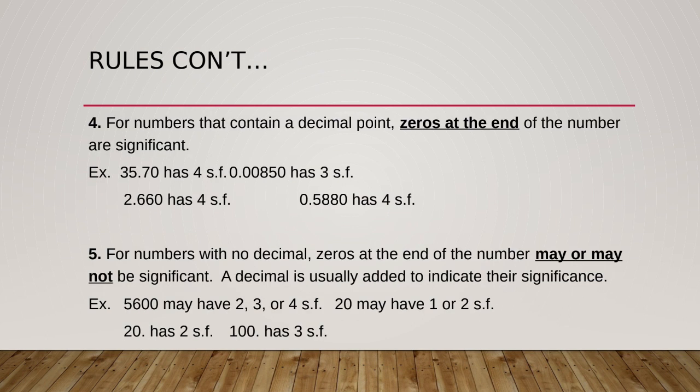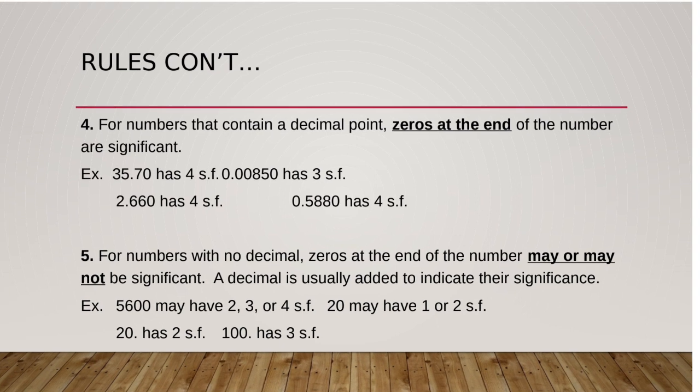If you have zeros at the end of a number and you have a decimal place in that value as well, then those zeros are going to count and be significant. So this is important. There's got to be a decimal with a 0 at the end of the number. So here's an example, 35.70. This digit right here has been estimated and is part of the measured value. So we have 4 significant figures.